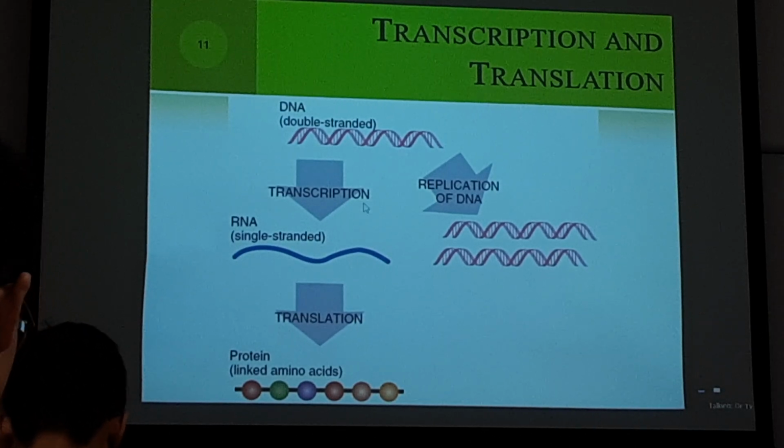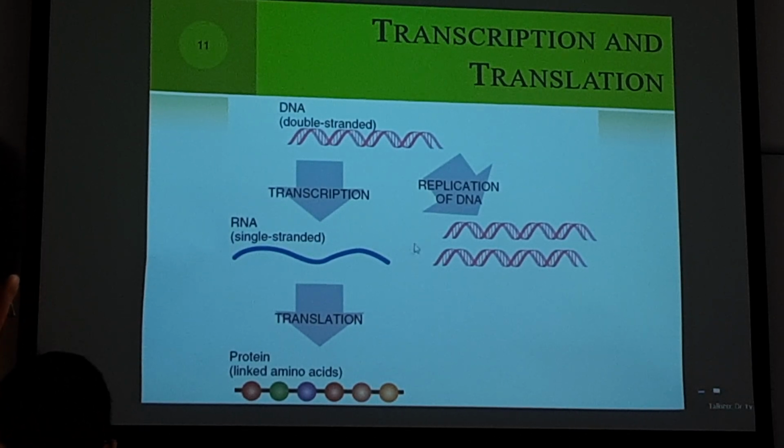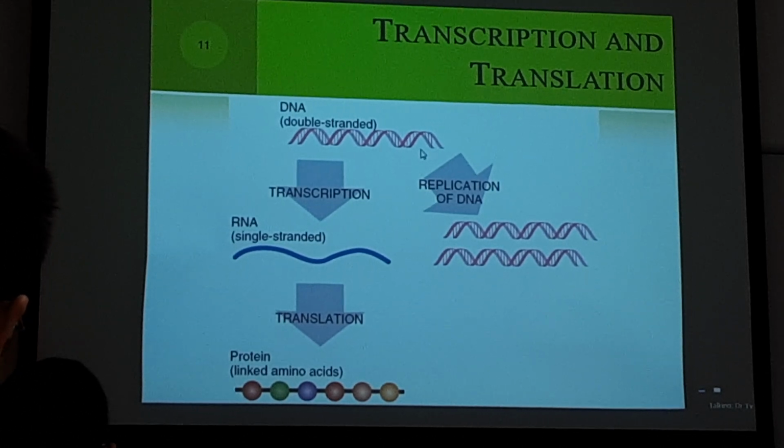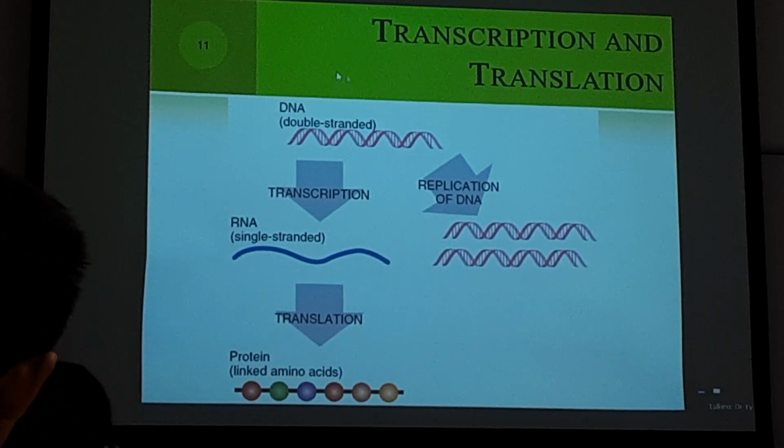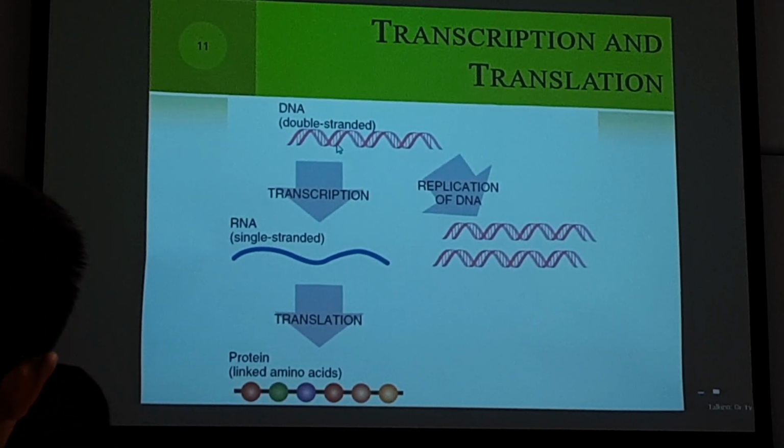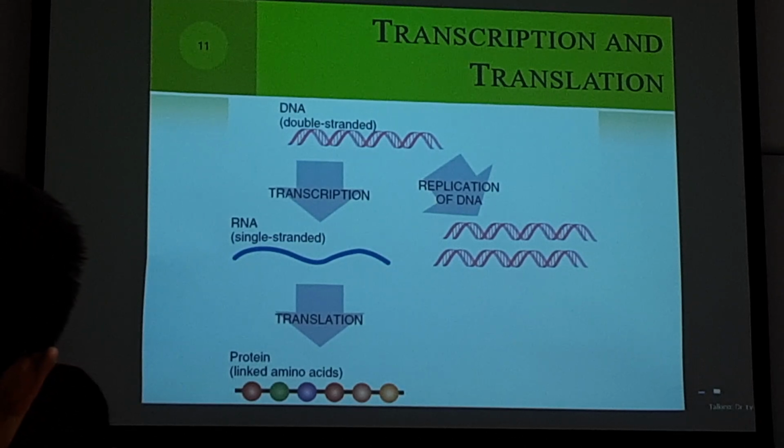So transcription basically uses the DNA template. Because DNA is too large to leave the nucleus, the cell has to make a copy, a smaller, shorter strand of RNA. Each time you don't have to copy the whole DNA to make a protein. You only need a small segment of it.